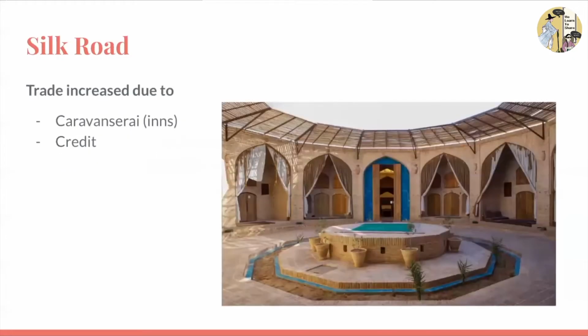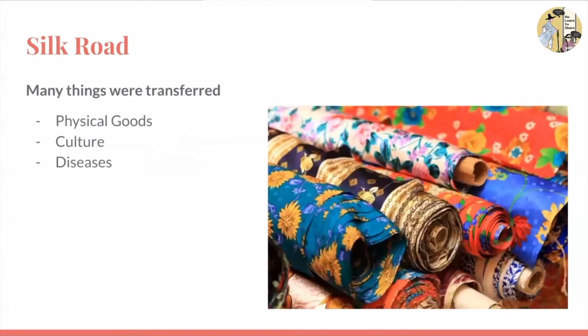Furthermore, another reason why trade was able to flourish across the Silk Road during this time period was due to the inns, which are also called the caravansaries, and the rise of credit, which allowed for trade to become more efficient and fast. Through the Silk Roads, many things were transferred. The most well-known items would be the physical goods.